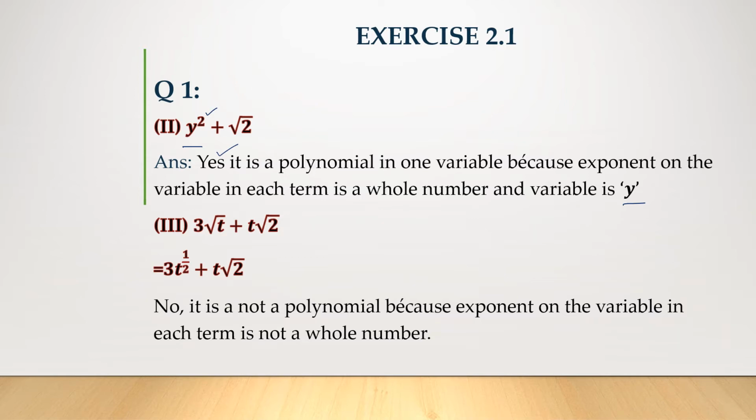Now see the third part. This is 3 root t plus t root 2. This is the radical form. So first we will change this into exponential form, right? So this can be written as 3t power 1 by 2 plus t root 2. Now see the exponent on the variable. This is not a whole number, so it is not a polynomial in one variable. Right? No, it is not a polynomial because exponent on the variable in each term is not a whole number.